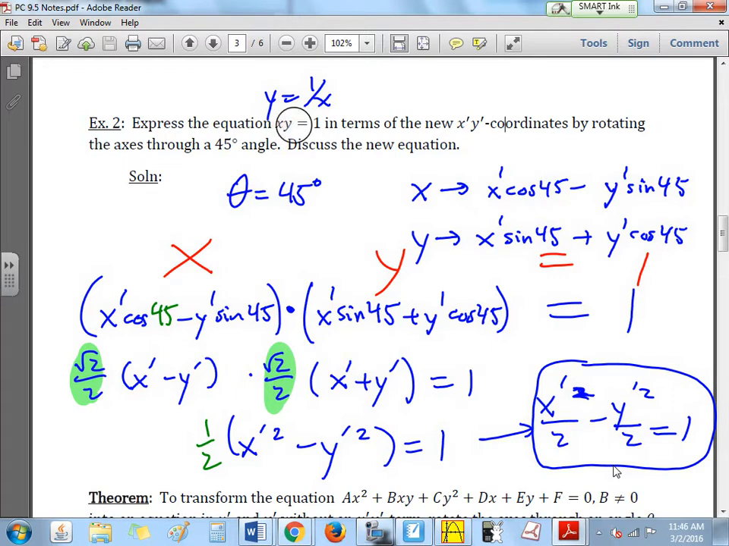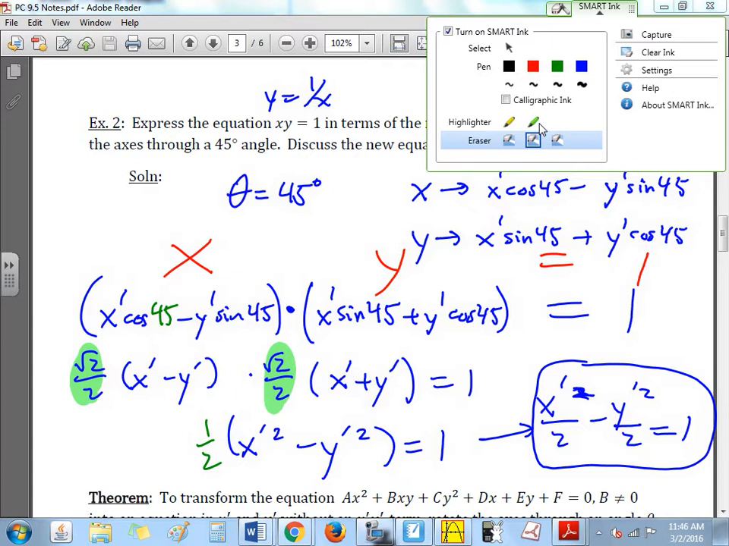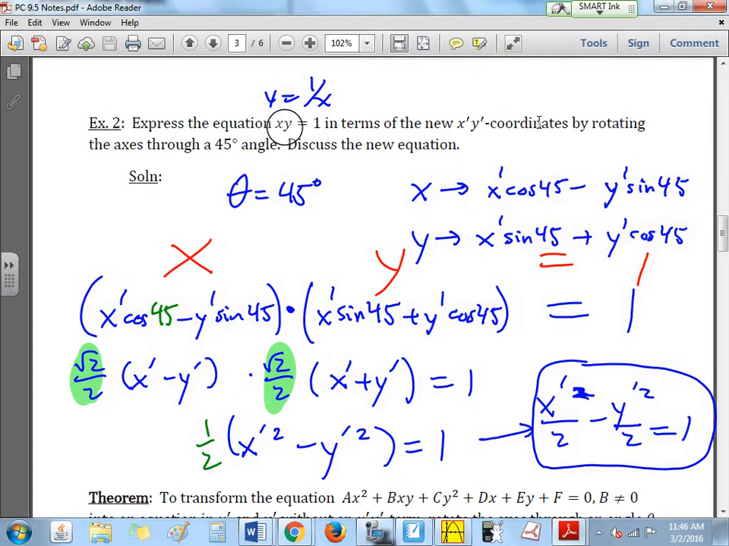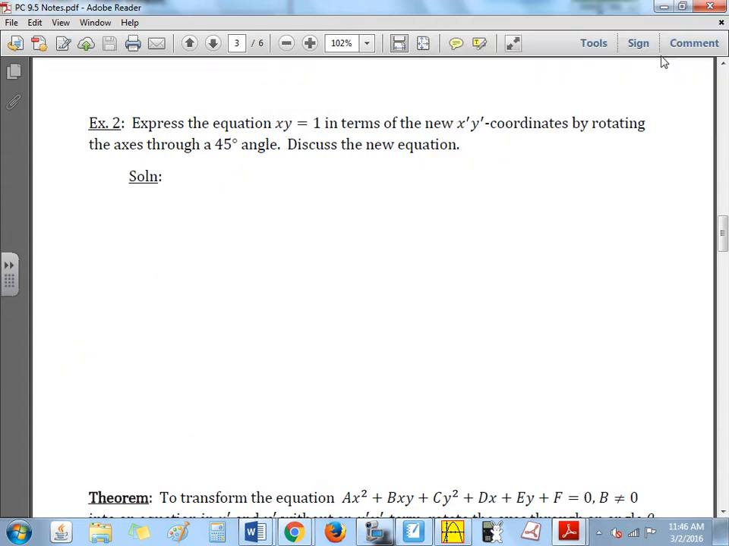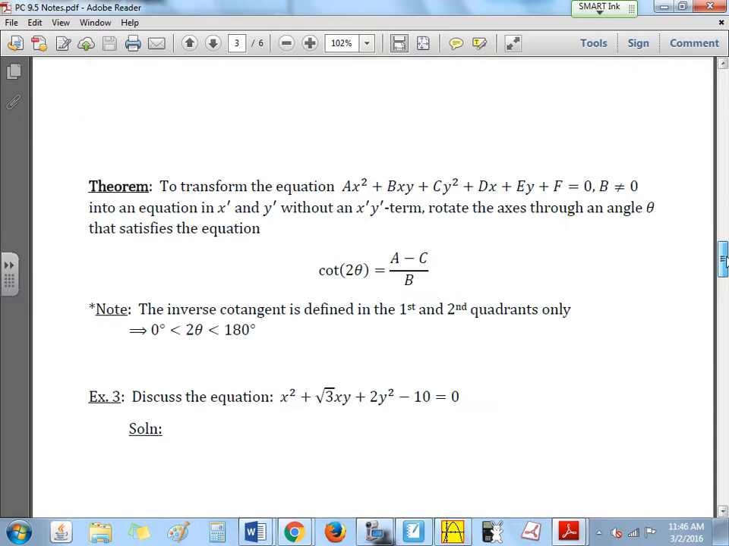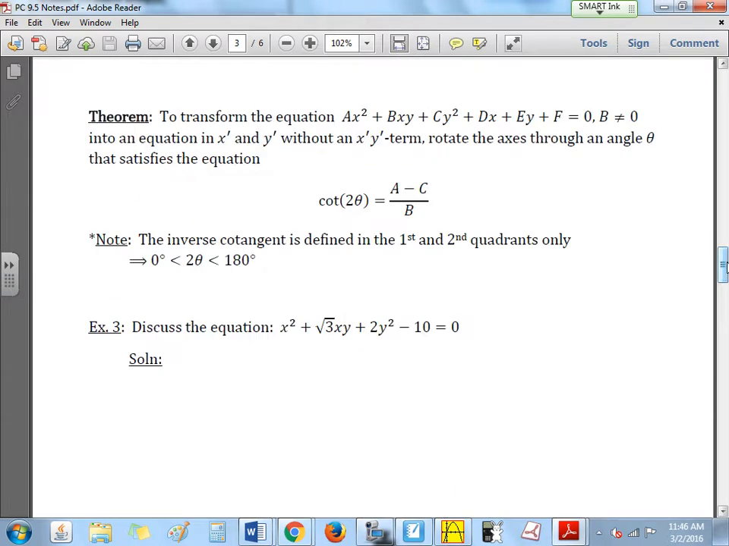The bully was in this problem. See? Anytime you see an xy right there, that's a bully. He's going to tilt the graph. So this is just the simplest of all the bully problems I could think of. Okay, now let's go to our next idea.